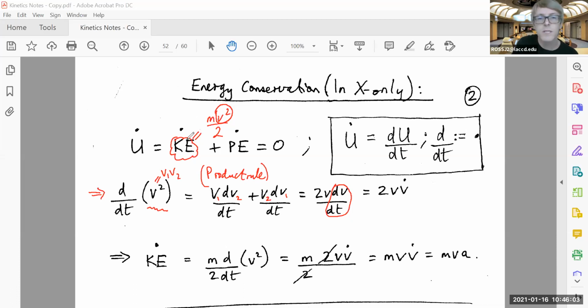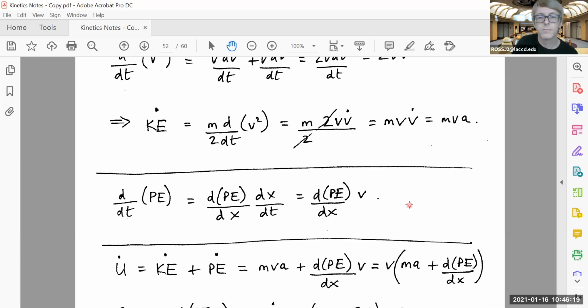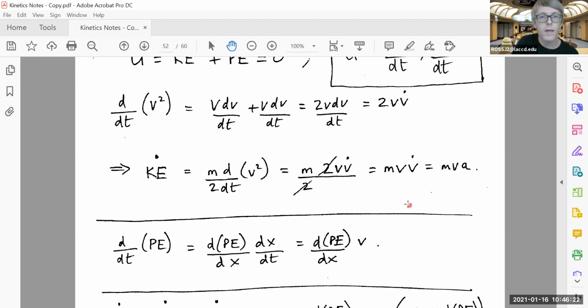Okay, so now we're going to do a similar calculation for potential energy. We'll add them together and they should equal 0. If we look at the change per unit time of potential energy, well, potential energy is not time sensitive, it's location sensitive. So we have to use the chain rule to express it with a sensitivity to time.